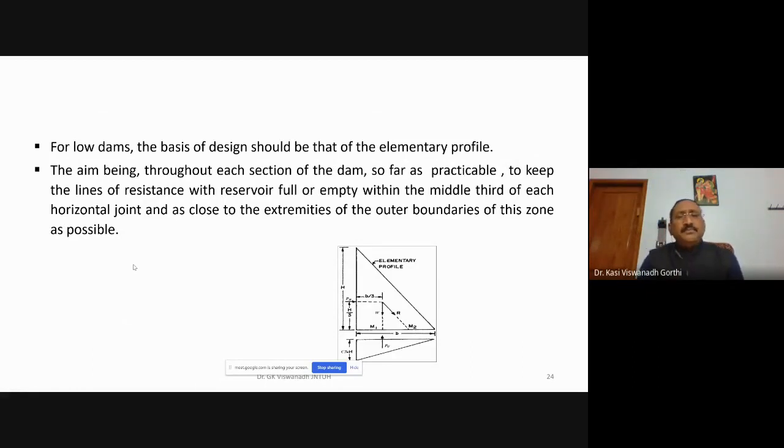The aim being, throughout each section of the dam, so far as practicable, to keep the lines of resistance, with the reservoir full or reservoir empty condition, the resultant of all the forces must fall within the central middle third of this horizontal joint, and as close to the extremities of the outer boundaries of this zone as possible. You can see here M1, M2. If this resultant R is passing in between these M1 and M2, the dam becomes safe without having any tension on the heel, without having higher compressive stresses at the toe of the dam.